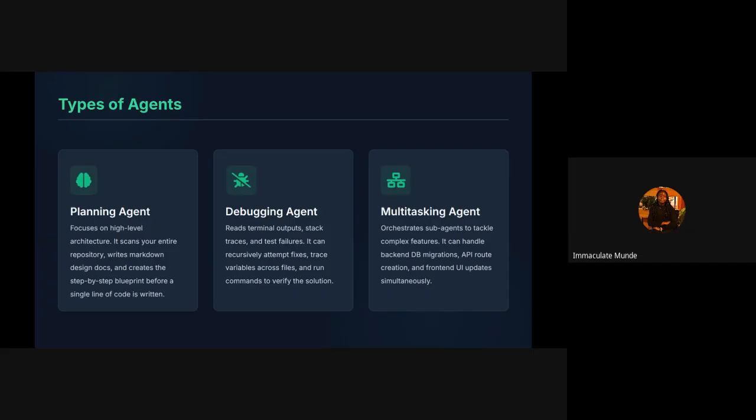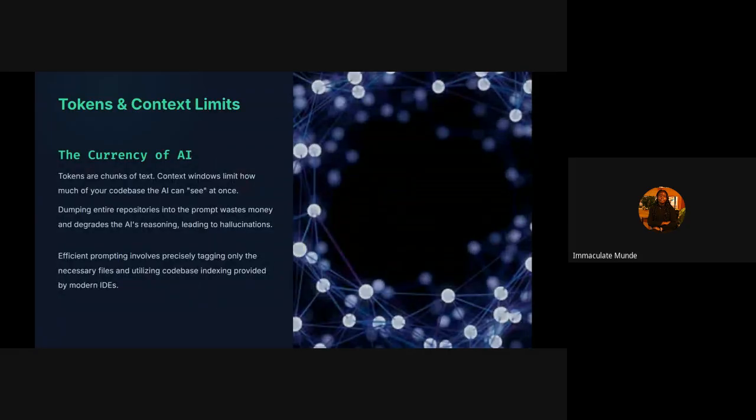Then you have the multitasking agent. This is where you can assign a specific agent to do the front end for you. Then we have another agent assigned to do the back end, then another for DevOps, then another for debugging, then another agent for planning. So it's just doing all the tasks at once instead of letting one task finish, then the other one proceeding. So we have then tokens and context limits, right?